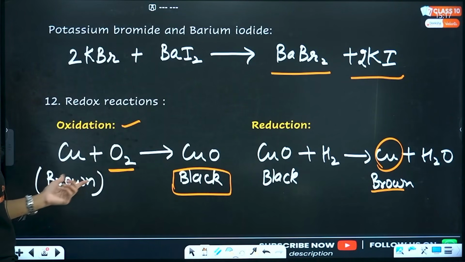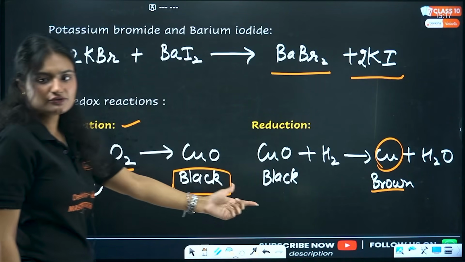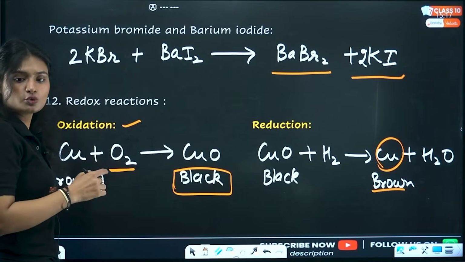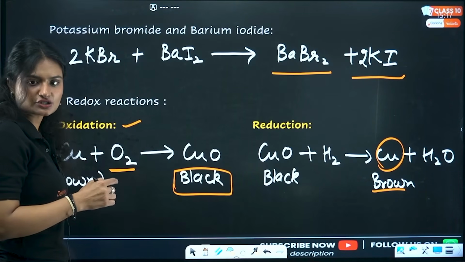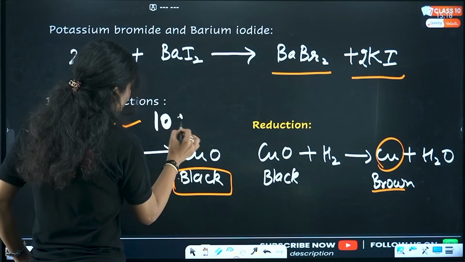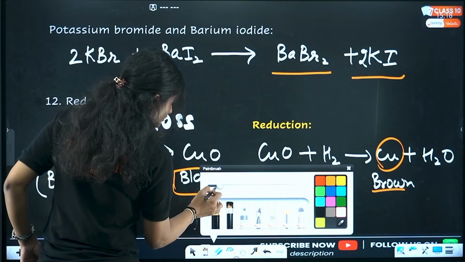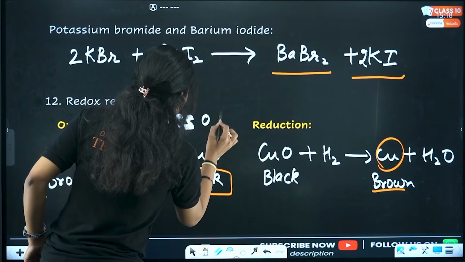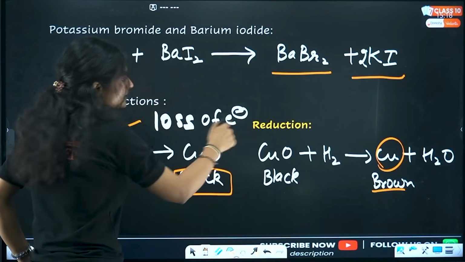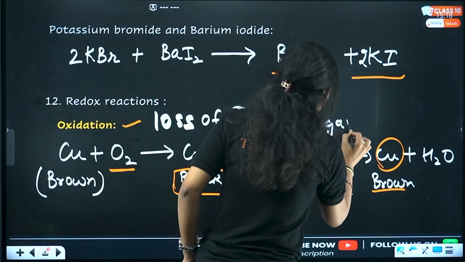Redox reactions, oxidation, addition of oxygen or removal of hydrogen. One more thing is there that we call the oxidation reaction, which is the loss of electrons. Okay, reduction means gain of electrons.